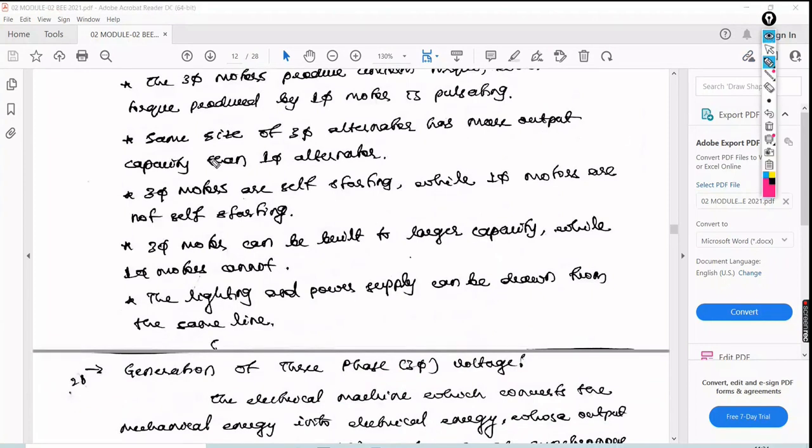The three phase motors you are going to use are self-starting, which will not require any additional element to be connected to run by itself. But the single phase motors are not self-starting.